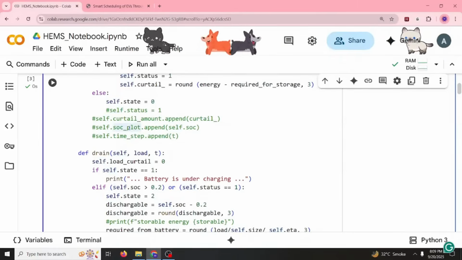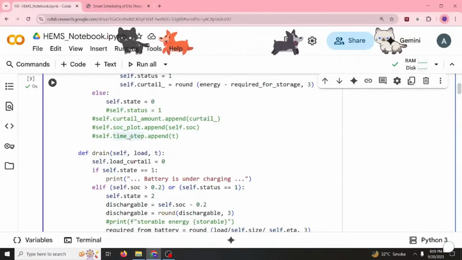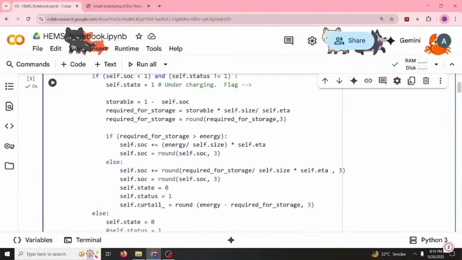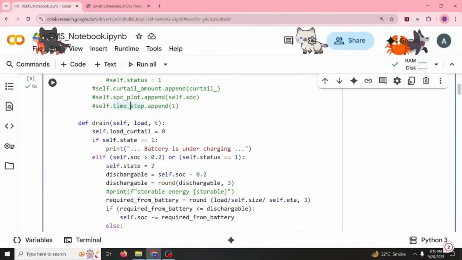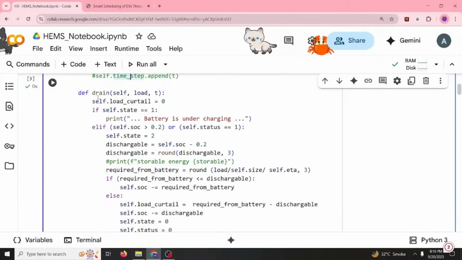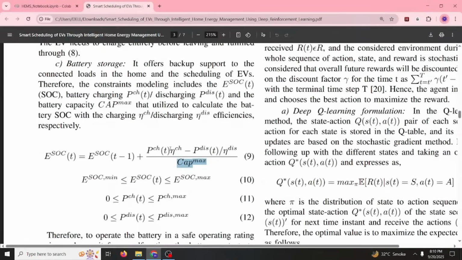And other things, if we want to keep the curtail amount, and if we want to get the SOC plot and time step, if we are just using this battery module independently, we can just uncomment these variables for our usage later. Next, we move to this train function.